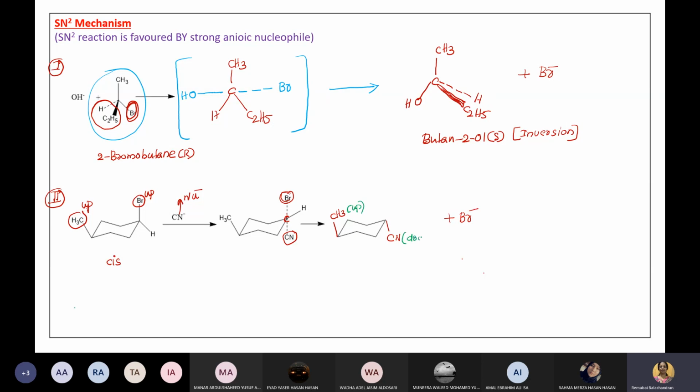So we started with cis, but at the end you got trans. Okay, it's clear, right?